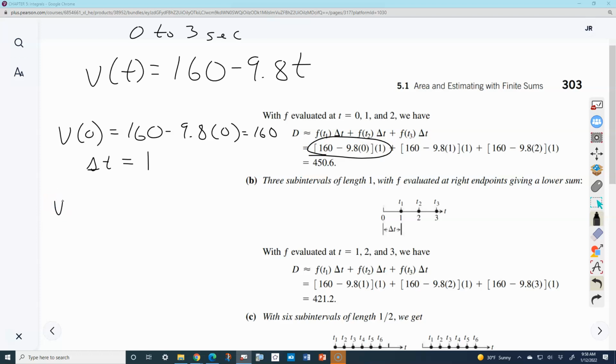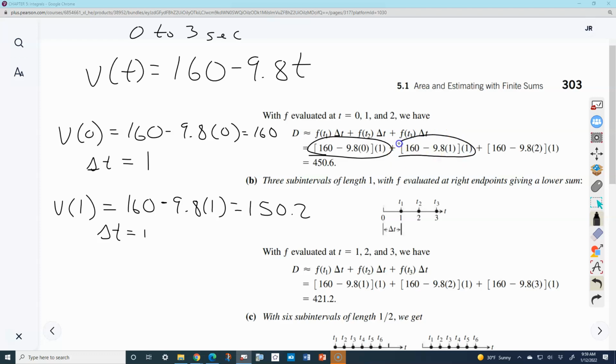The distance traveled over the second between second 1 and second 2, if we're using the left-hand rule, we're just going to plug in 1. The velocity at time 1, so 160 minus 9.8 times 1. And that's this part. The delta t is again just 1 second. So that would be 150.2. Let's see if I did that right. 160 minus 9.8 is 150.2, I think. Times 1 is just 150.2, so that's that guy.